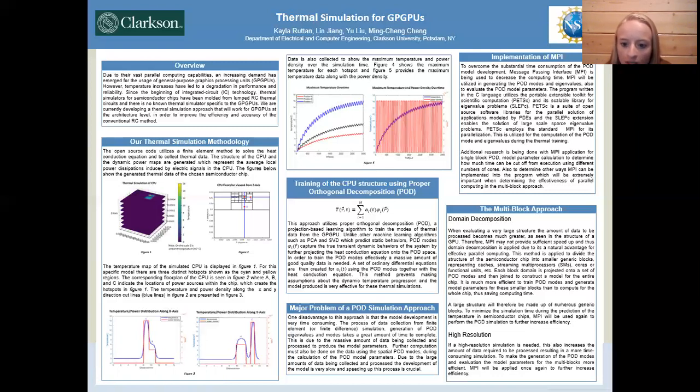Each block domain is projected onto a set of POD modes and then joined to construct a model for the entire chip. It is much more efficient to train POD modes and generate model parameters for these smaller blocks than to compute for the whole chip, thus saving computing time. A large structure will therefore be made up of numerous generic blocks.